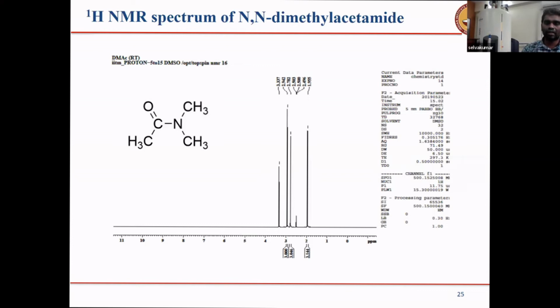If you increase the temperature, the rotation speed will be high. We cannot measure it on the NMR time scale, and we will get 2 signals. With this value, we can find out the Gibbs energy.